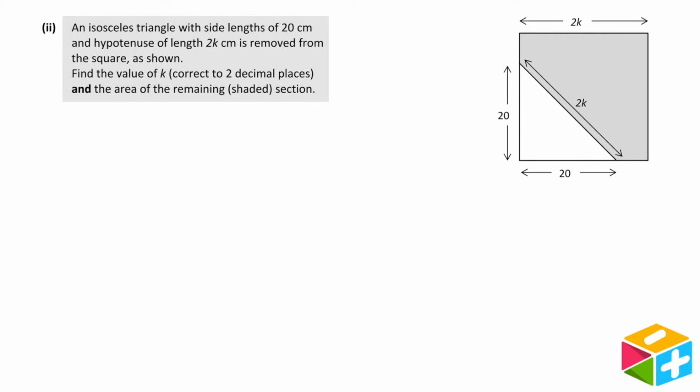An isosceles triangle with side lengths of 20 centimeters and hypotenuse of length 2k centimeters is removed from the square, as shown. Find the value of k, correct to 2 decimal places, and the area of the remaining shaded section. To begin, let's focus in on this white triangle. We've 2 side lengths of 20 and a side length of 2k.